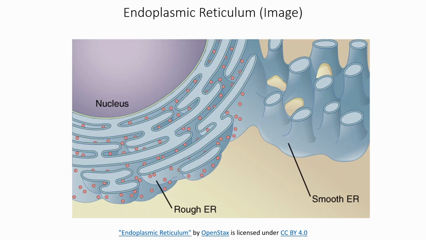And so we don't need the ribosomes there, so it has a very smooth appearance. But if you notice, they're kind of continuous with each other, right? They kind of flow from one into the other.